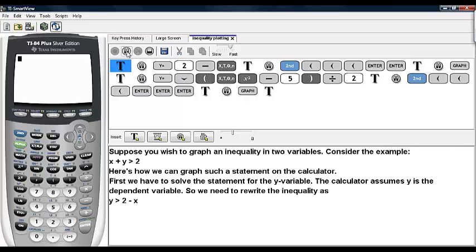Suppose you wish to graph an inequality in two variables. Let's consider the example x plus y is greater than 2. Here's how you can graph such an example on the calculator.